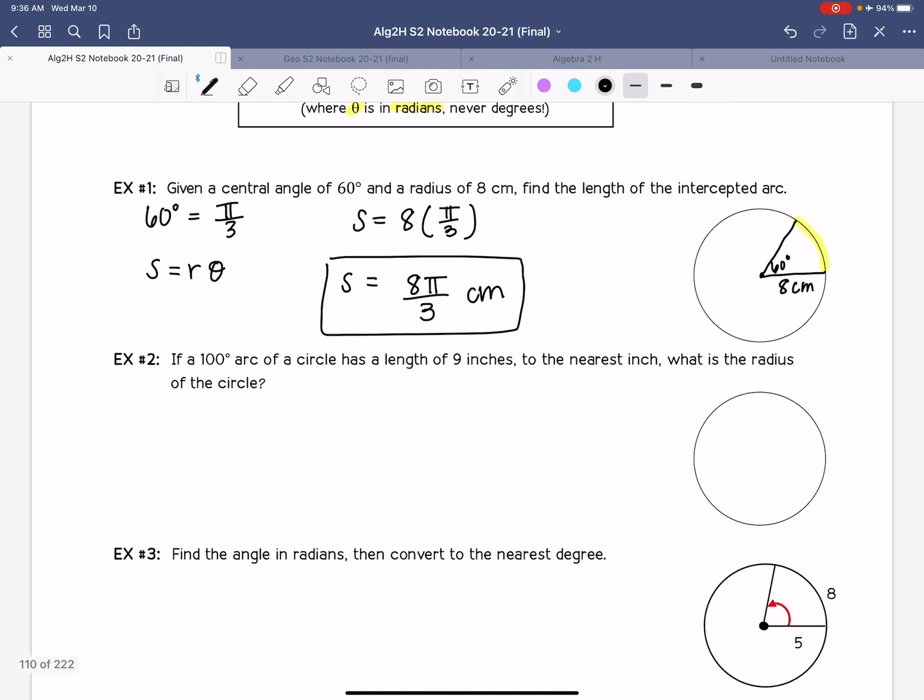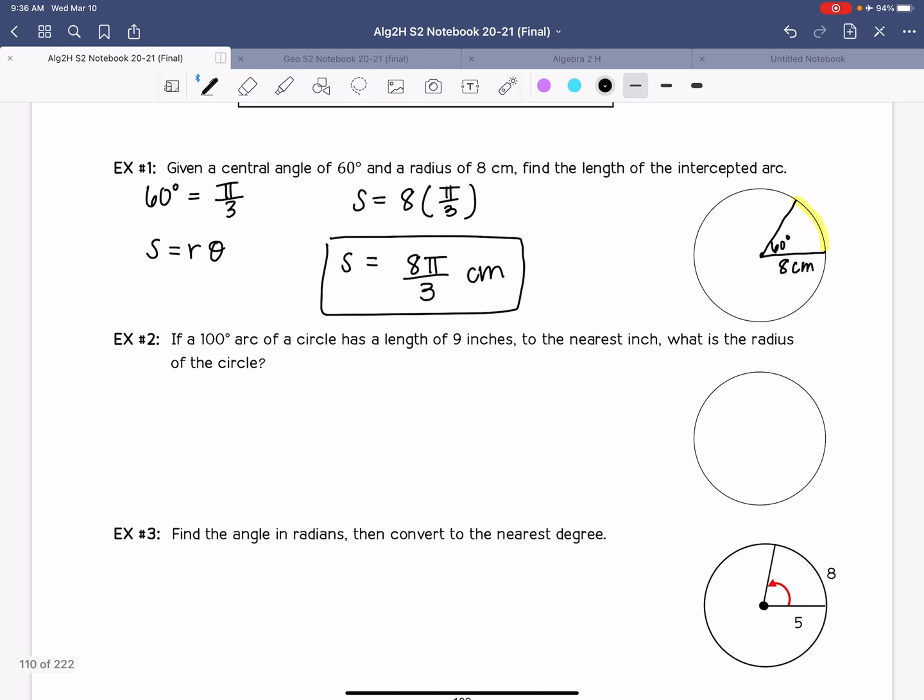All right, let's try our next one. If a 100-degree arc of a circle has a length of 9 inches, to the nearest inch, what's the radius of the circle? Now it's giving us our arc length. It's giving us our angle. We want to figure out my radius. So we have 100 degrees. We don't know what R is, and we know that this arc length is 9 inches.